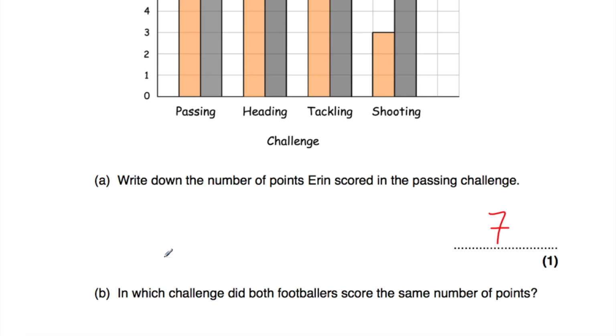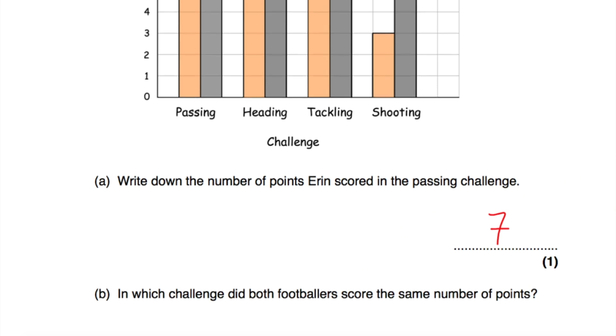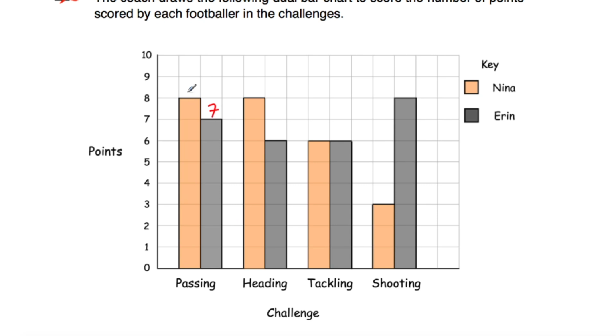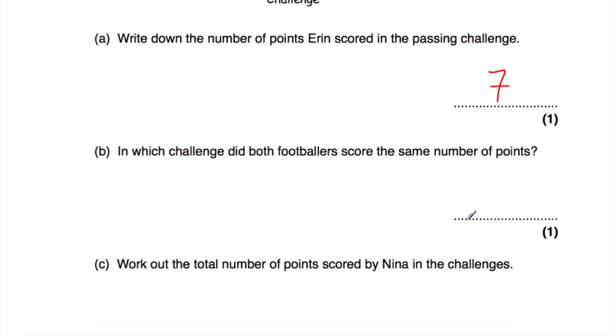Okay, B says in which challenge did both footballers score the same number of points? Because it says the same number of points, that means the bars are going to have the same height. So we're looking to see in which challenge the bars have the same height. They don't score the same in passing, Nina scores more. They don't score the same in heading, Nina scores more again. Here you can see both of the bars have the same height. They've both got a height of 6 points. So in the tackling challenge, they both scored the same number of points. That's our answer, tackling, and obviously not shooting, as Erin scored a lot more points than Nina in the shooting challenge. So the question said which challenge did they score the same number of points? That's going to be tackling. So let's write that down, tackling.